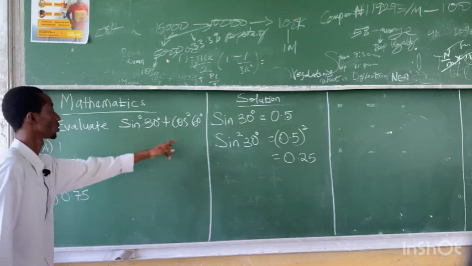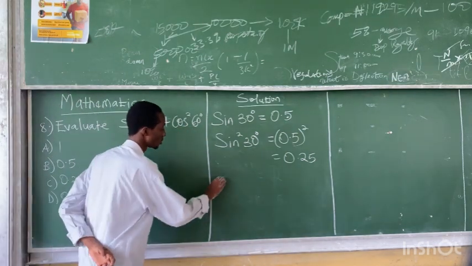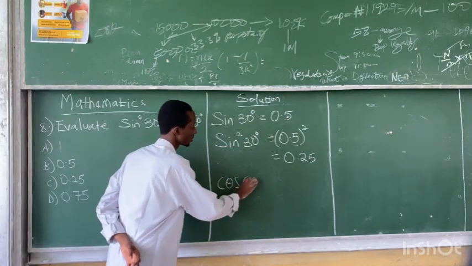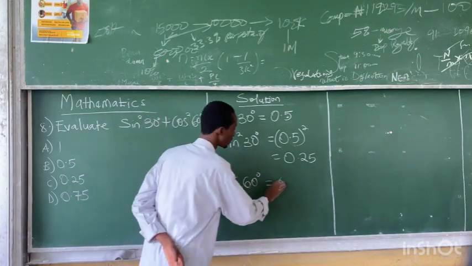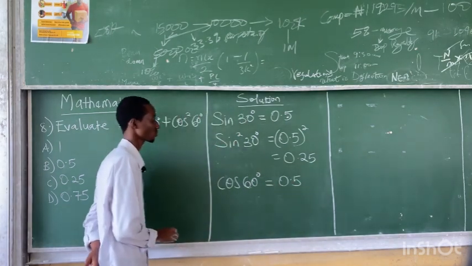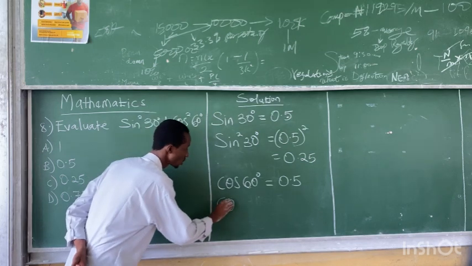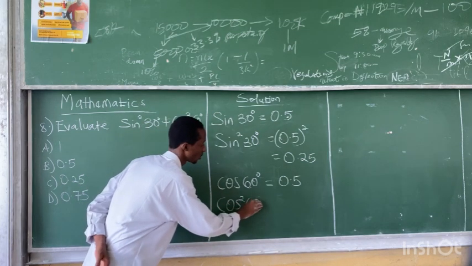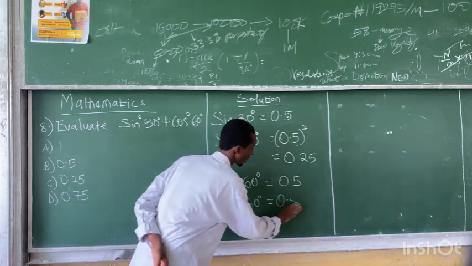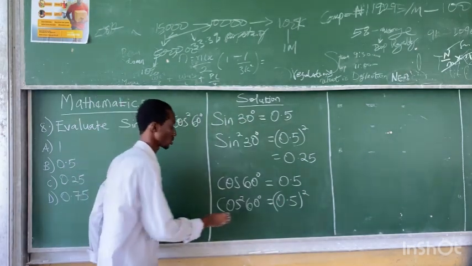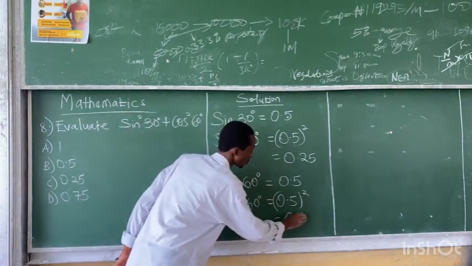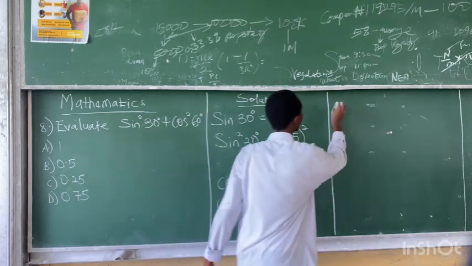The next we have here is what? Cos 60 degrees. So we have cos 60 degrees. Cos 60 degrees also gives us 0.5. Cos 60 degrees squared, it's 0.5 all squared. And 0.5 all squared gives us 0.25.